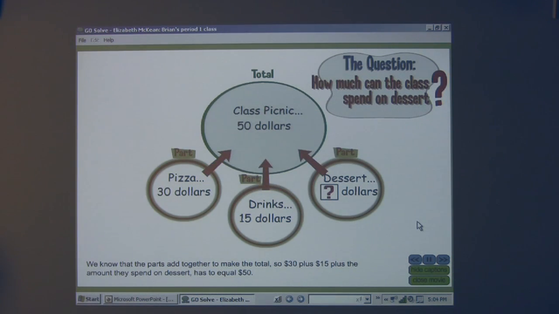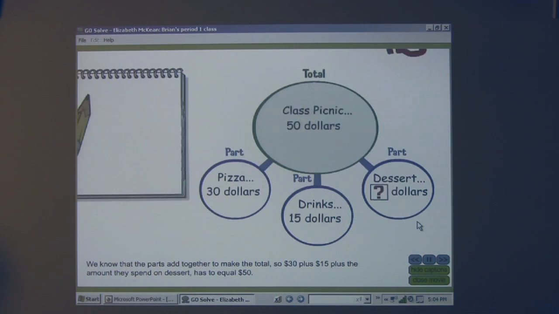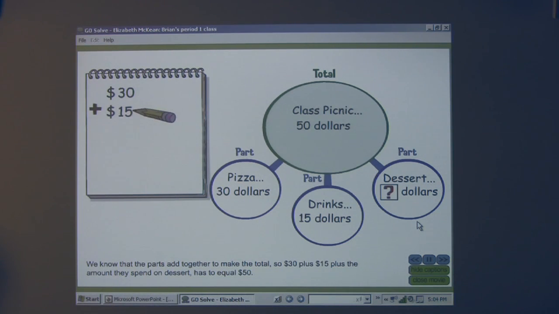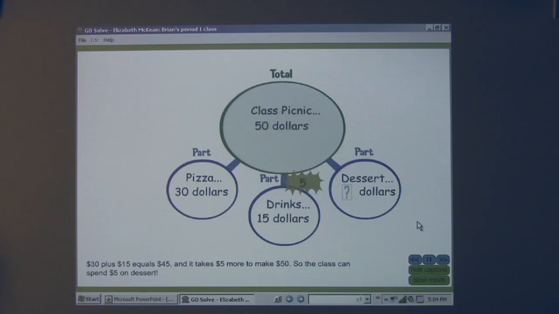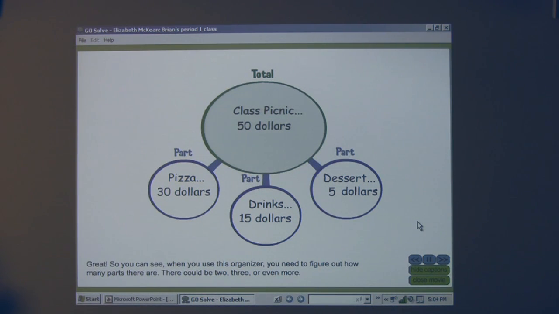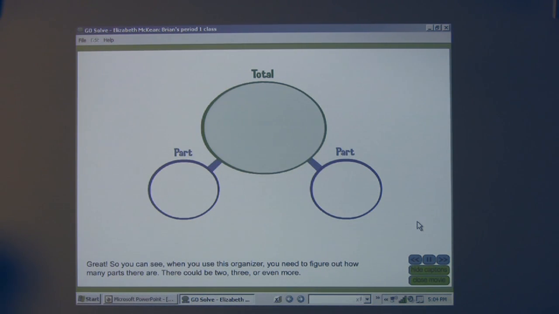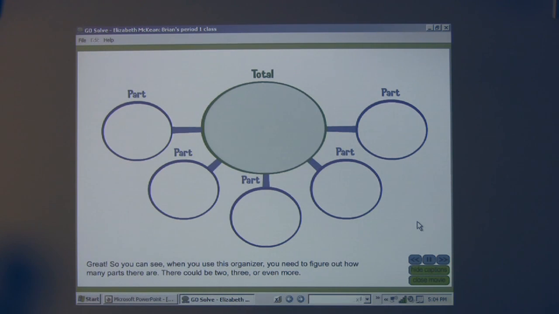We know that the parts add together to make the total, so you can see, when you use the organizer like we saw in the example, you need to figure out how many parts there are. There could be 2, 3, or even more. Sometimes you have to look closely to figure out the number of parts.